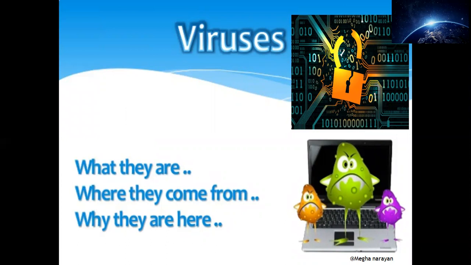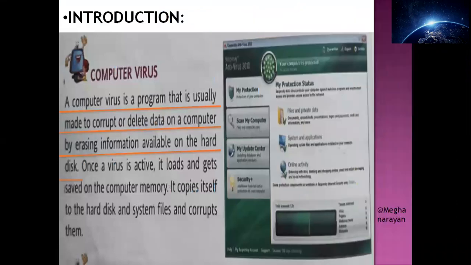So starting from the virus itself, you can define virus in the lines like a computer virus is a program that is usually made to corrupt or delete data on a computer by erasing information available on the hard disk. These lines are already underlined. That means they are important. So let's define it in a simplified language: a computer virus is nothing more but a program itself that is usually there to corrupt or delete the data.